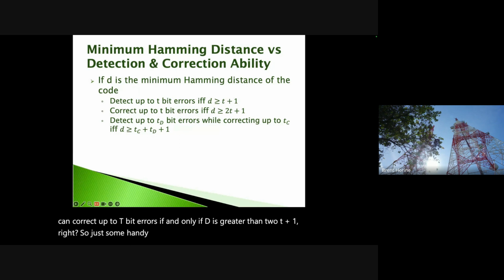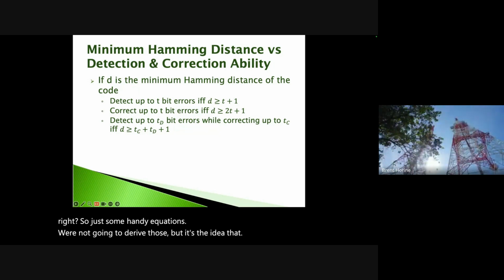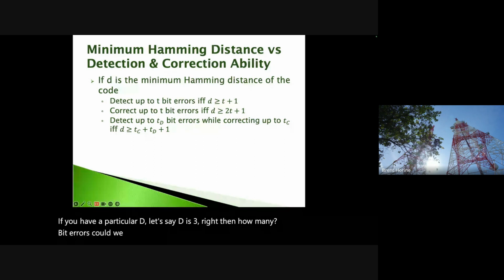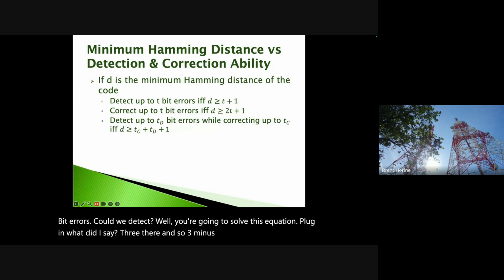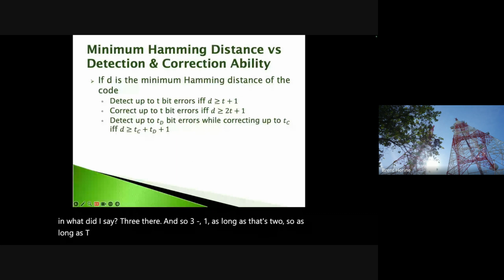We're not going to derive those, but it's the idea that if you have a particular D, let's say D is 3, right? Then how many bit errors could we detect? Well, you plug in the 3 there, and so 3 minus 1 is 2. So as long as T is less than or equal to 2, then we'd be able to detect the error, right?